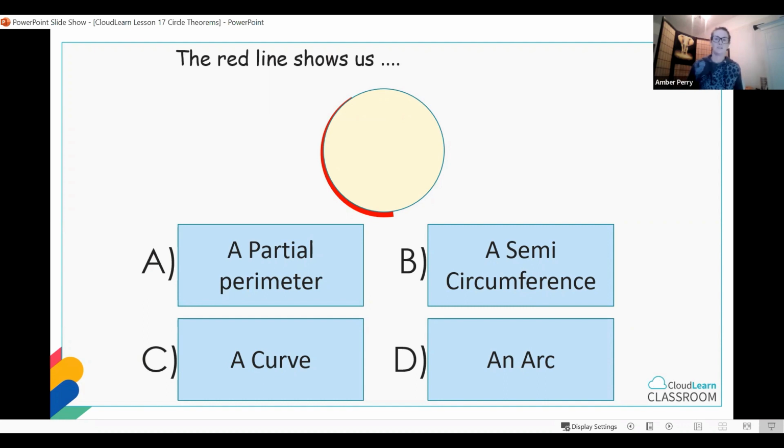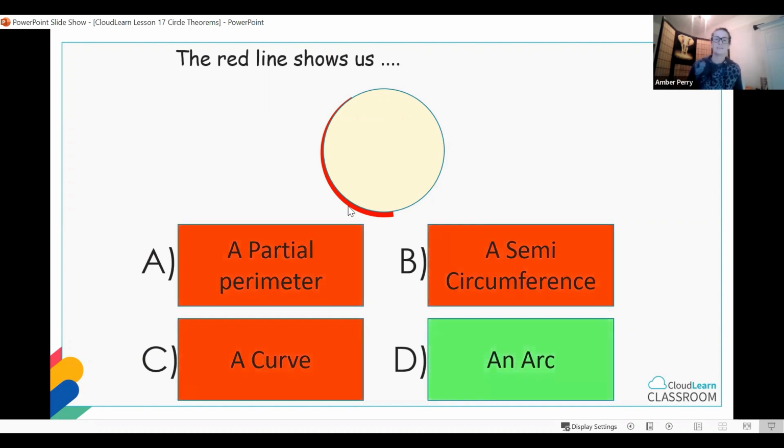Well done. This is an arc. So a part of a circumference like this, and it could be a really, really small part, or it could be almost the whole way around. But if you just take a part of the circumference, then that's technically called an arc. We don't see that much in circle theorems, but we do a whole section on finding the area of a sector and the length of an arc. So that comes up quite a lot. So you do need to know that word. So that's an arc.